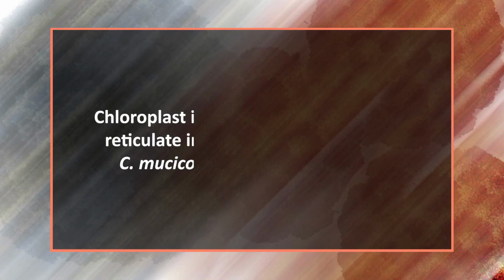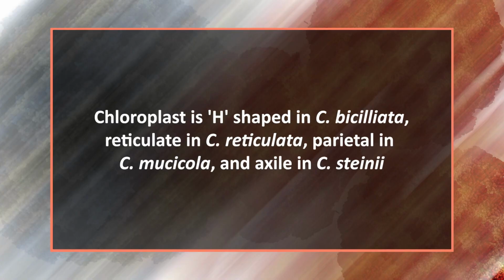Chlamydomonas generally has a large cup-shaped chloroplast, parietal in position in its cytoplasm towards the basal end. But it can be of various shapes in different species. The chloroplast is H-shaped in Chlamydomonas basileata. It is reticulate in Chlamydomonas reticulata. It is parietal in Chlamydomonas nucicola and axile in Chlamydomonas tenae.